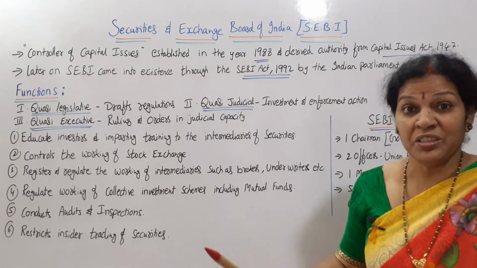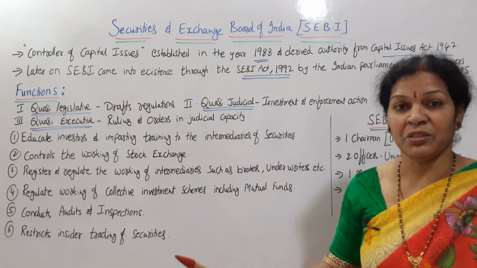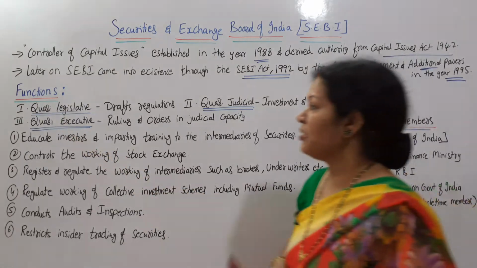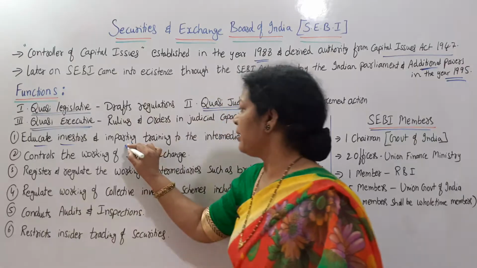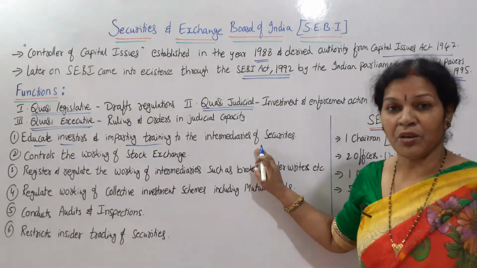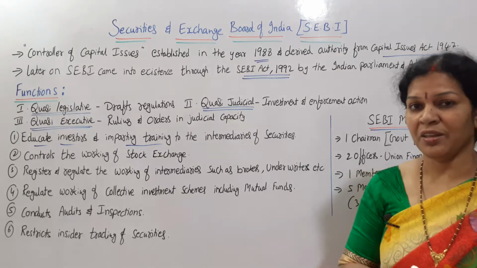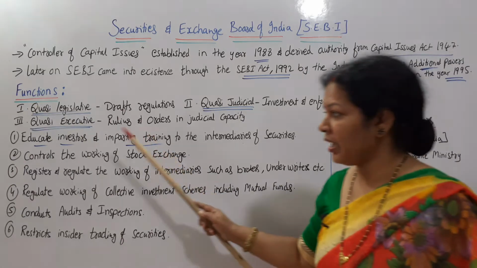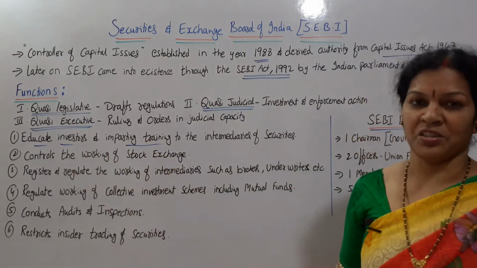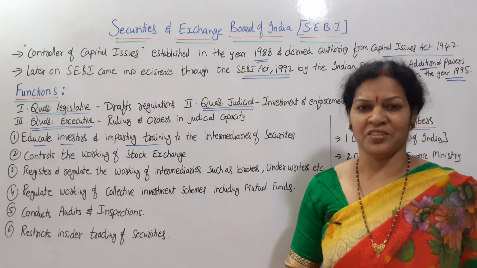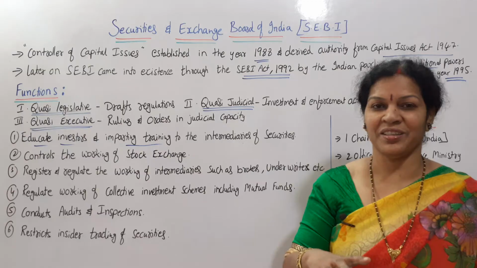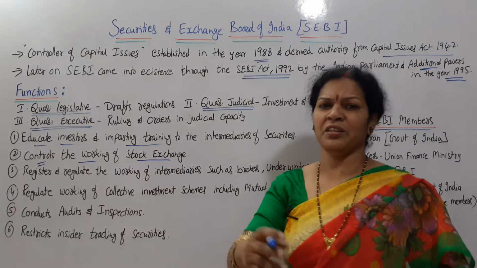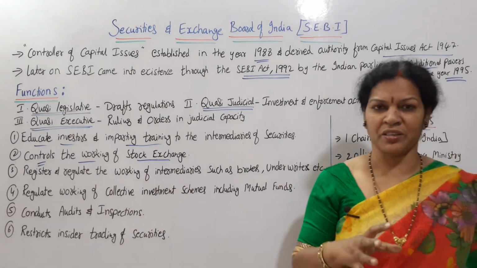It means giving training to the intermediaries so that these people can connect the company and investors. So this is the main important function of SEBI: educate the investors and impart training to the intermediaries of securities, the mediators, whoever is there, training for them, and make investors aware and educated. And after that, it controls the working of the stock exchange. The entire stock exchange is under the control of SEBI, so its function is to control the working of the entire stock exchange.